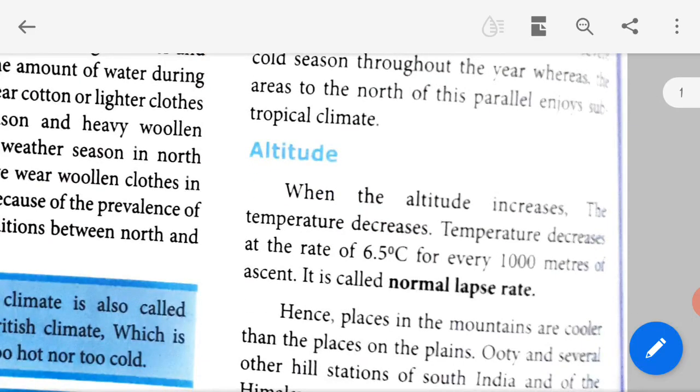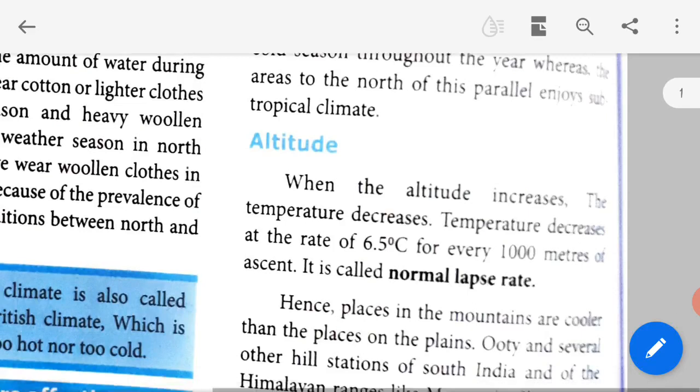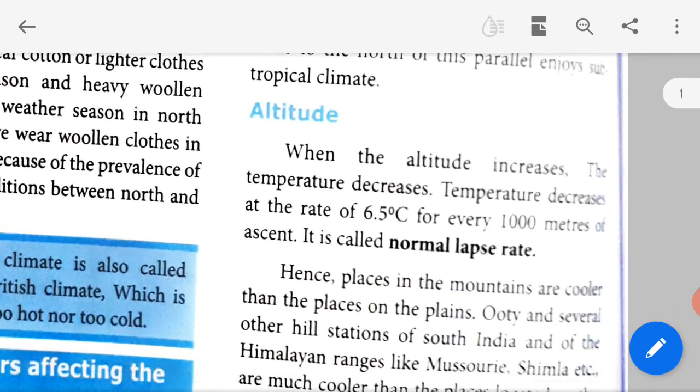Altitude means height. Okay, when the altitude increases, so when the height increases, the temperature will decrease. You all know this, right? So when we go to Ooty or Kodaikanal, since we travel a huge amount of height, the temperature will reduce. Temperature decreases at the rate of 6.5 degrees Celsius for every 1000 meters of ascent. So when we climb 1000 meters up, how much will the temperature decrease? About 6 degrees it will decrease. It is called the normal lapse rate.